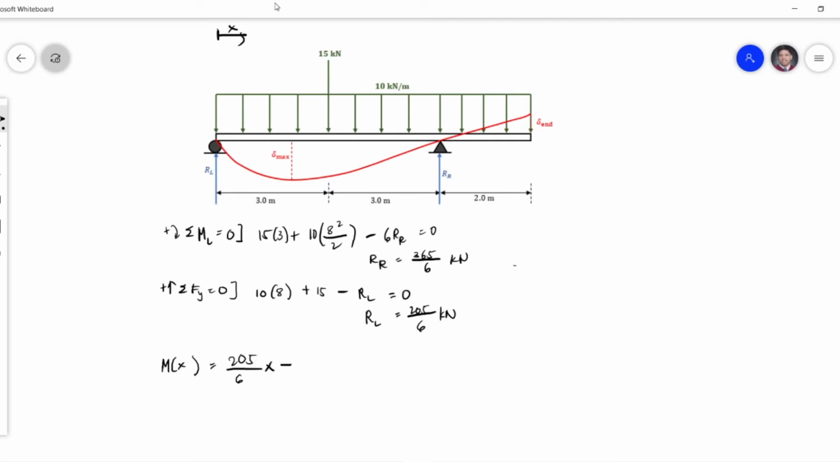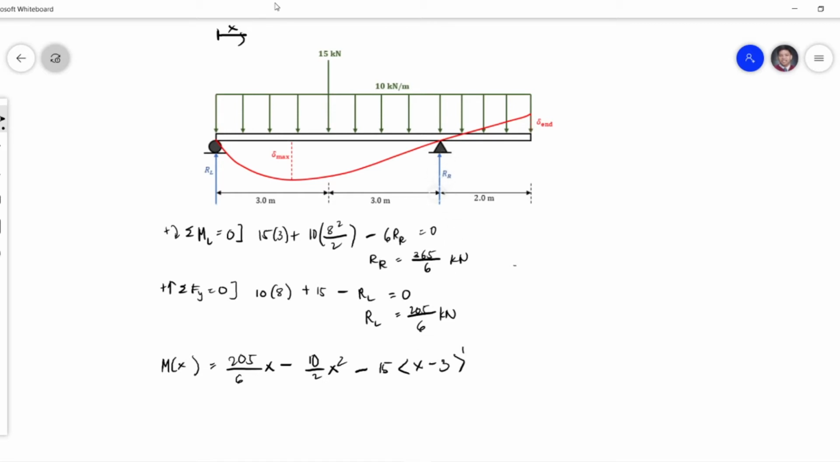Minus, sunod natin may encounter si uniform load. So 10, di-divide natin yan sa 2. That would be 5. Or lagay na rin natin, you have 10 over 2 times x squared. Again, sa origin din yan. So wala na tayong brackets. No? Minus, sunod nating may encounter, no, is si 15 kilonewton downward. No? So 15, now mag-o-occur yan at x equals 3. No? So x minus 3 raised to 1.